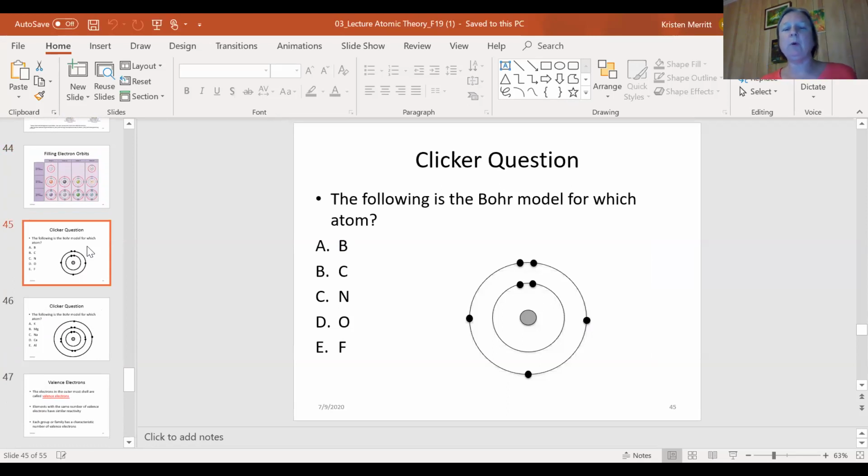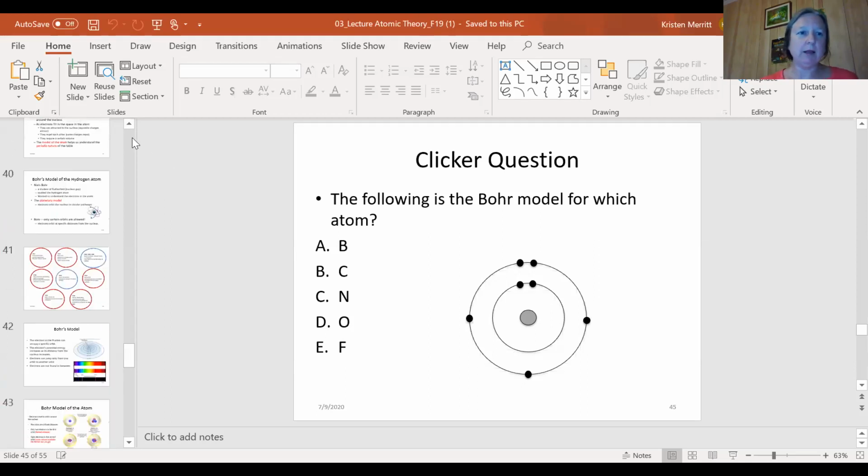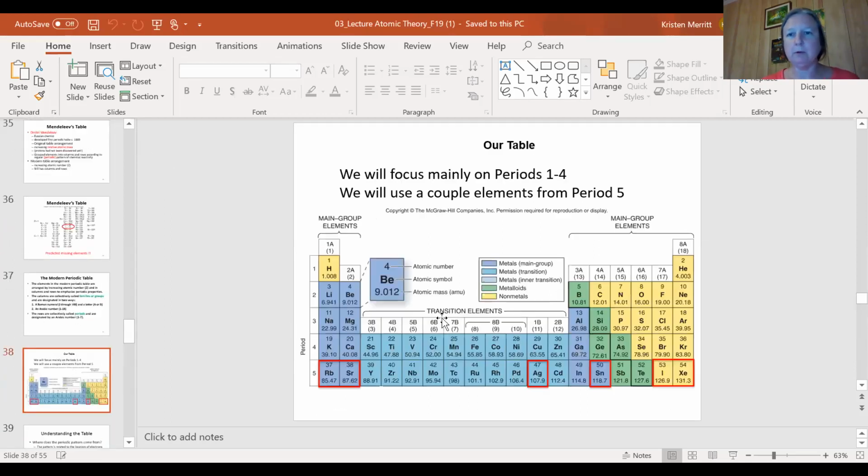So, all right, we have a model here. Which atom is this? You should be able to tell this. Because it's not an ion, the number of electrons is going to equal the number of protons. You can just count the number of electrons, because there aren't that many: 2, 4, 5, 6, 7. And you can go back and look at your periodic table. The element with the number 7, which would also be the number of protons, is nitrogen.